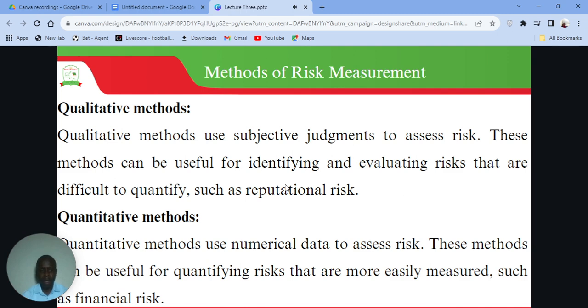Then we have quantitative methods. They use numerical data to assess the risks. So we can use methods that we can measure, for example, what is the likelihood of us entering into a financial risk? What is the likelihood of organizations running into bankruptcy? What is the likelihood of the organization getting into losses because of activities and things that they are doing that are going to be pulling them back?